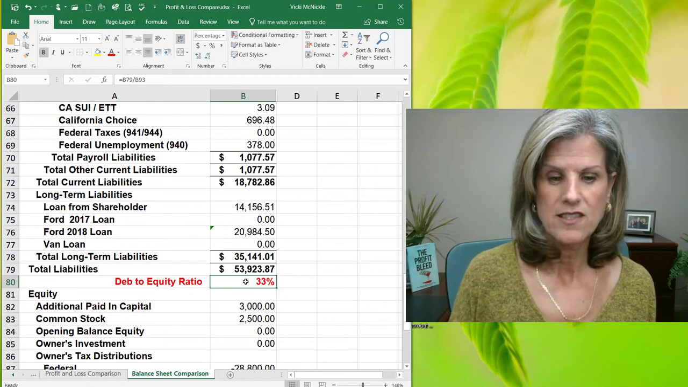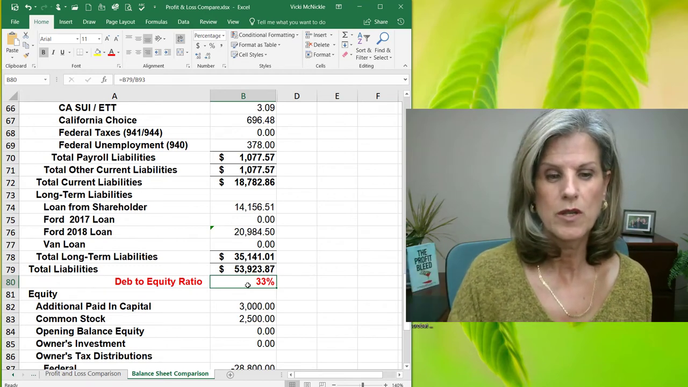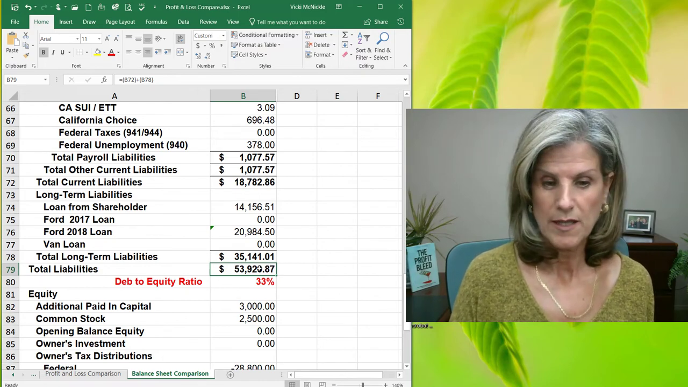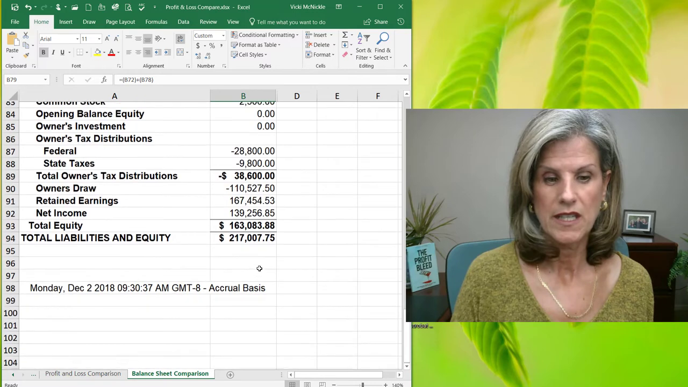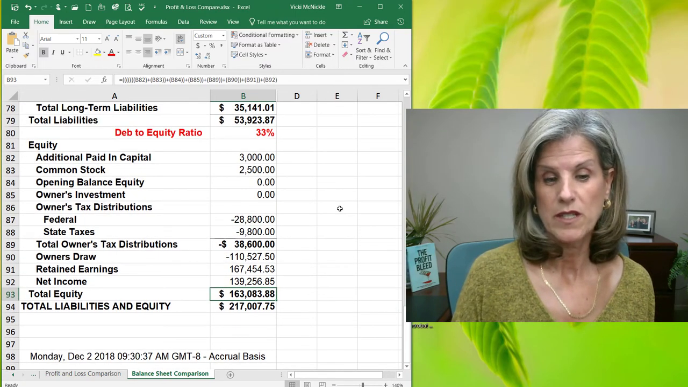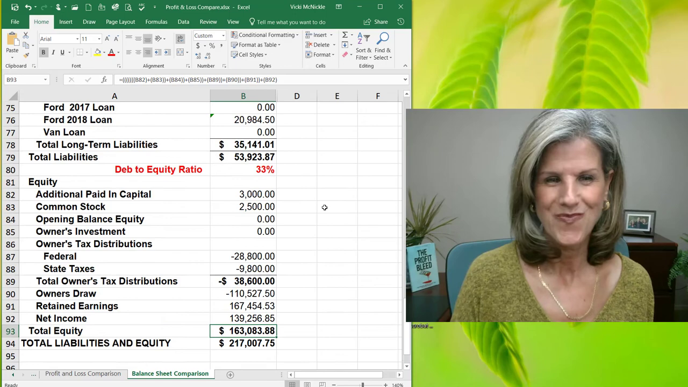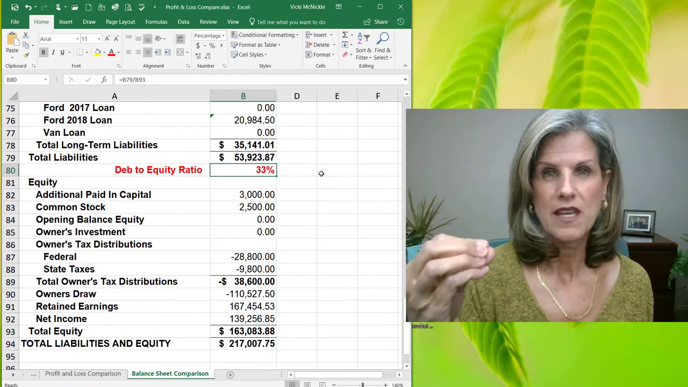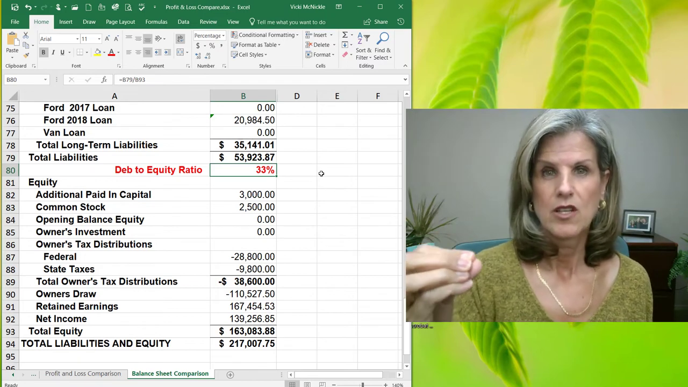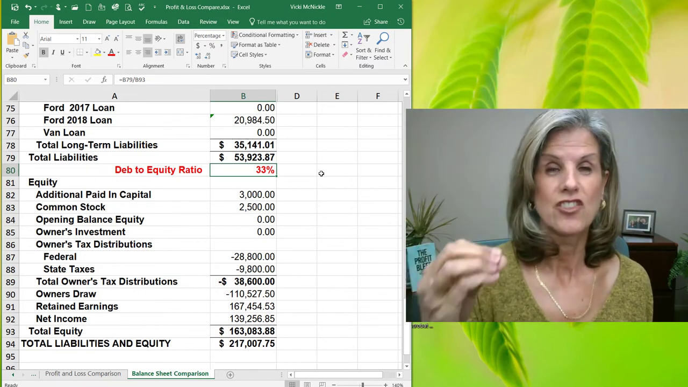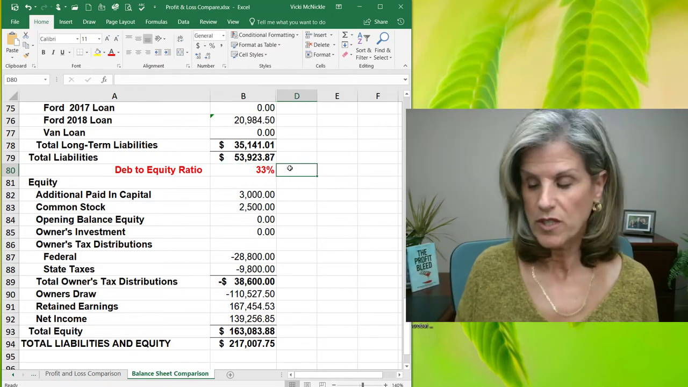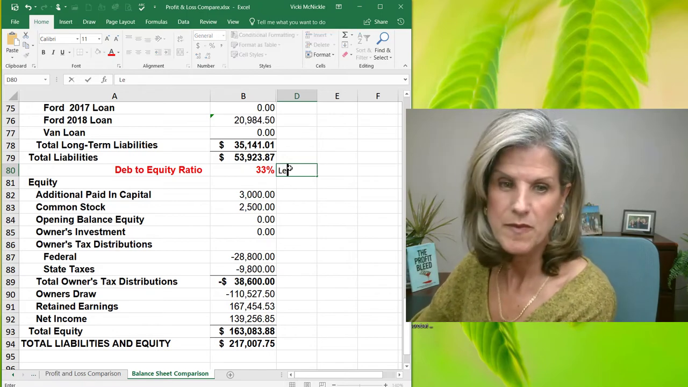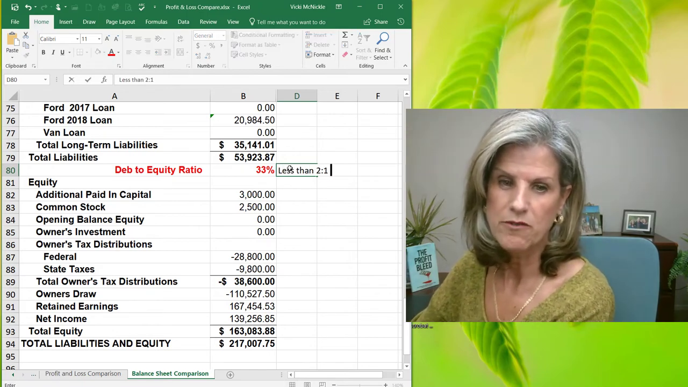And in this case, this company has 0.33 liabilities to equity. So total liabilities here is $53,928, and total equity is $163,000. So roughly you have about 0.33 liabilities to equity. That's good. Those are good numbers. So our goal here, remember, is to have this be less than a 2-to-1 ratio.